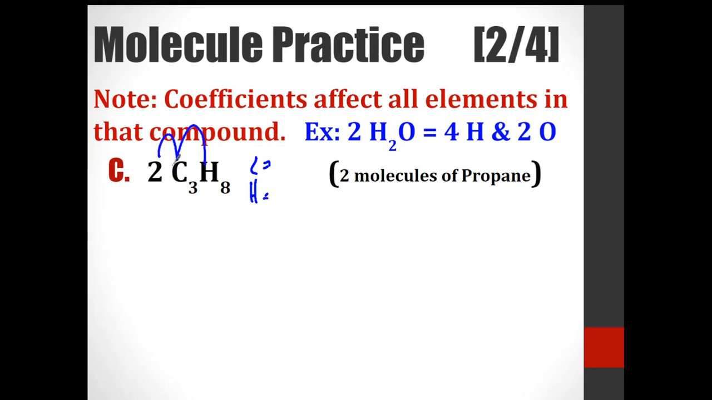This 2 affects both of these. It affects the C and it affects the H. This 3 affects the C. This 8 affects the H only. And it is multiplicative, so multiply. 2 times 3 means there is 6 carbons. 2 times 8 means there is 16 hydrogens and 2 molecules of propane.